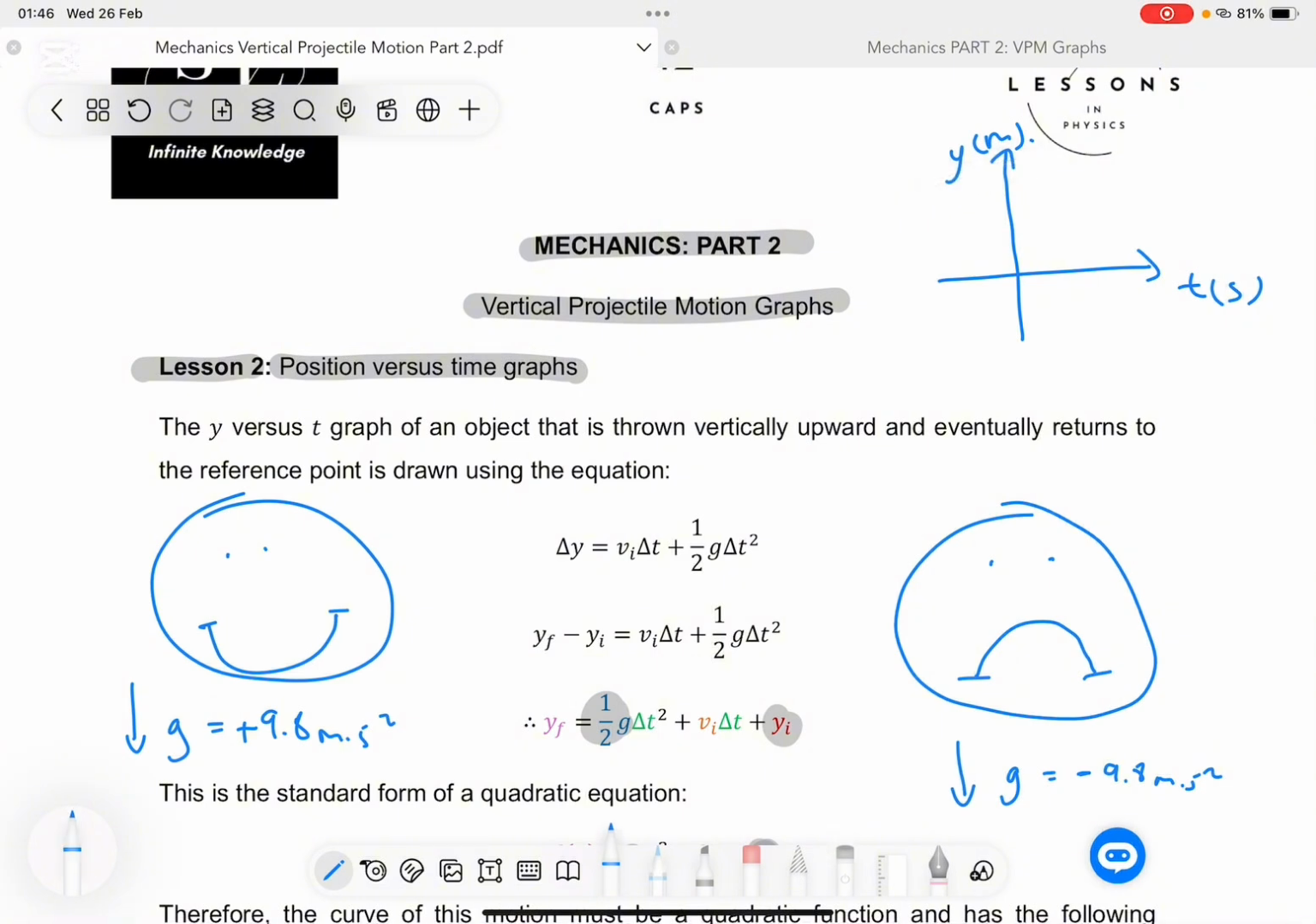Now, what I'm saying here is that all the time, when you draw a position versus time graph, your independent variable will be time, your dependent variable would be the y there. It will change as the time changes. And we expect here to have a parabola, a happy face or a sad face, depending on whether our direction is down or upward. Meaning if our direction is positive or negative.